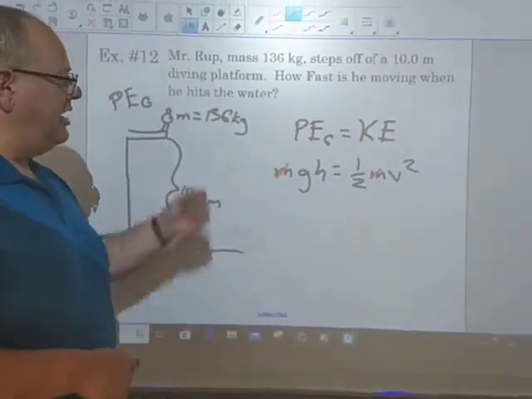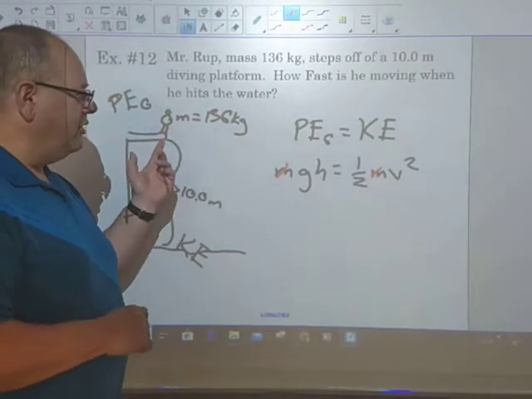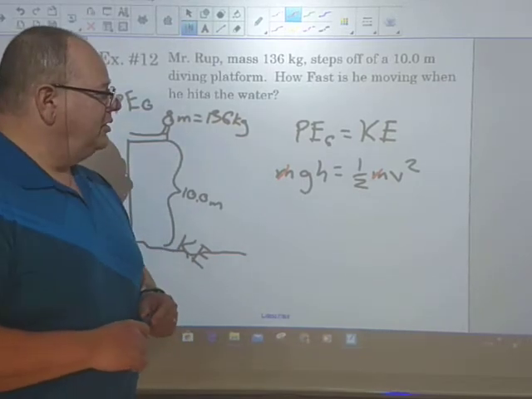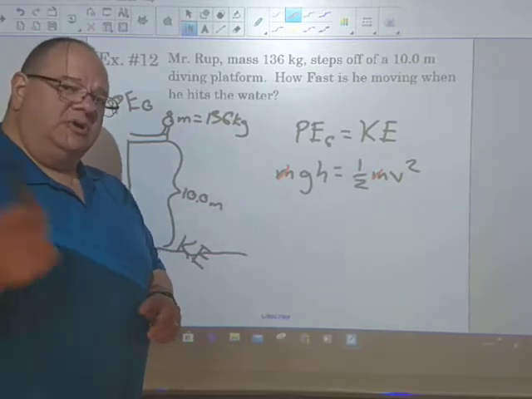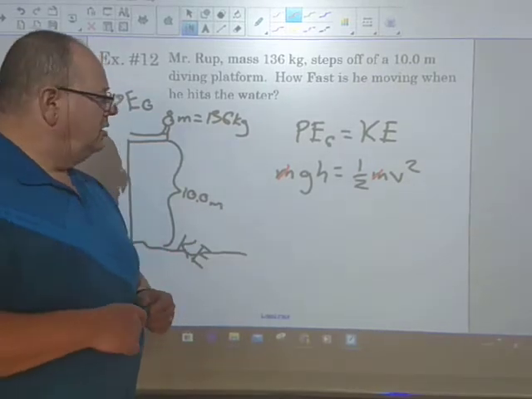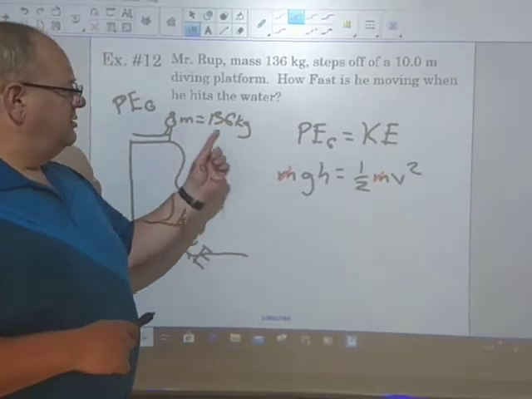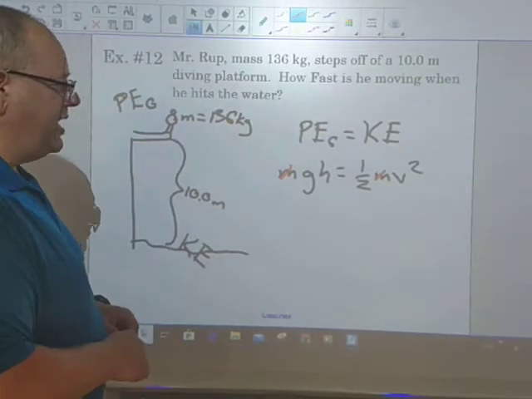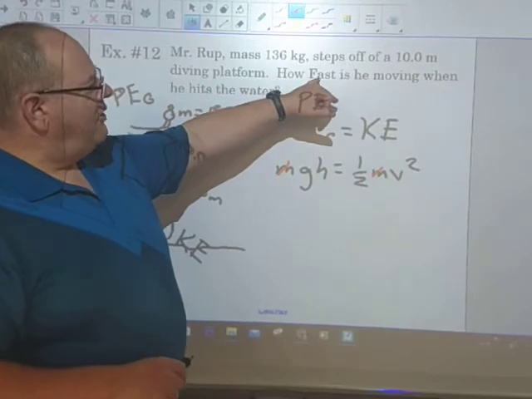It doesn't matter if I'm dropping off this platform or if you guys are dropping off the platform. I'm undoubtedly the largest person in our classroom if you were all here. Take the smallest person in our classroom, and it doesn't matter. Mass doesn't matter in this problem. Now, what was I looking for? I was looking for how fast.